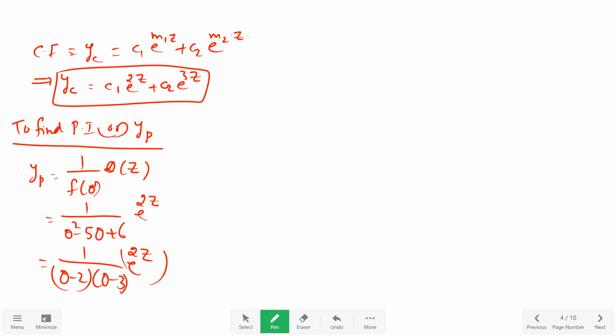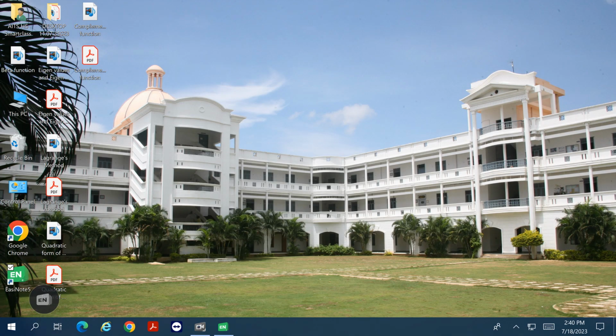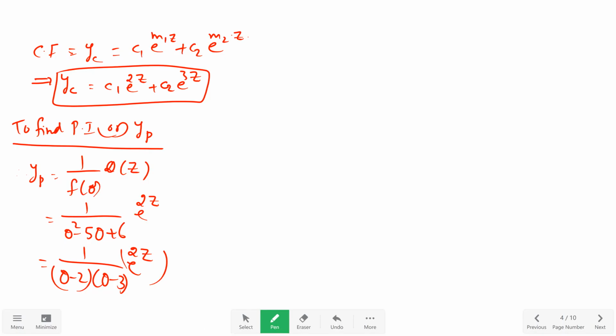Now here I can observe that it is of the e to the power of az form. So here a is equal to 2.